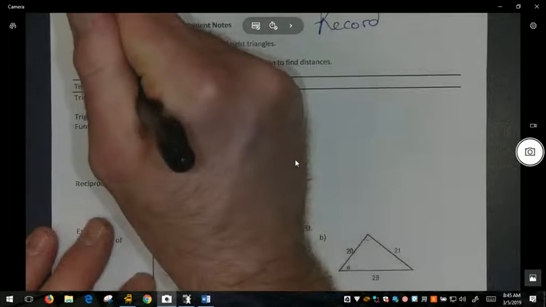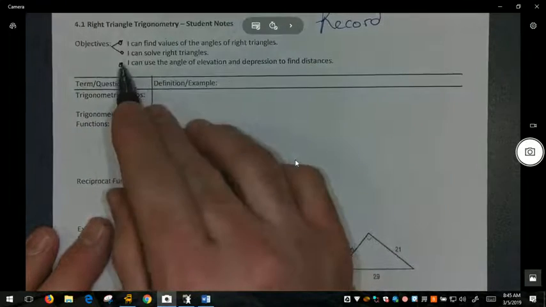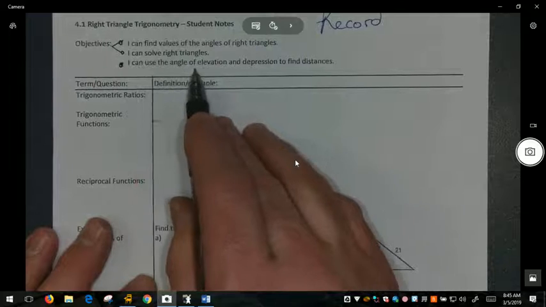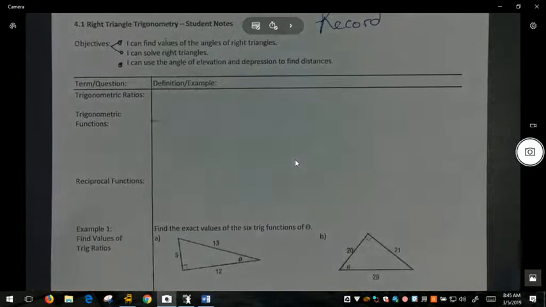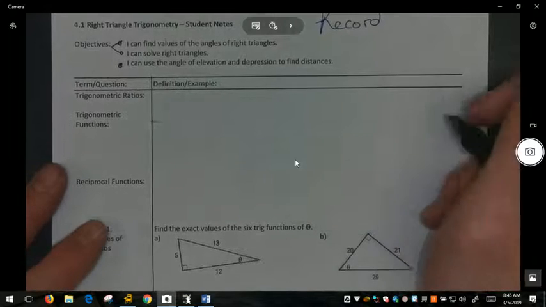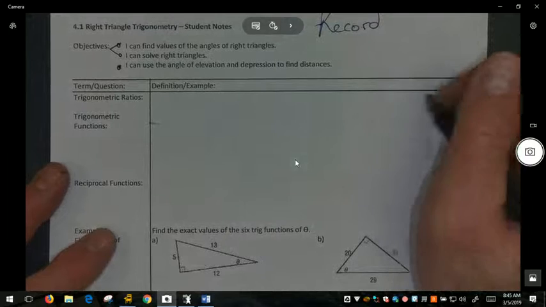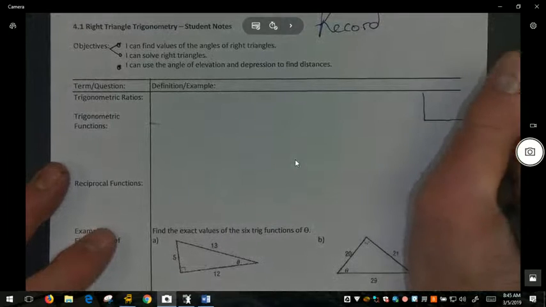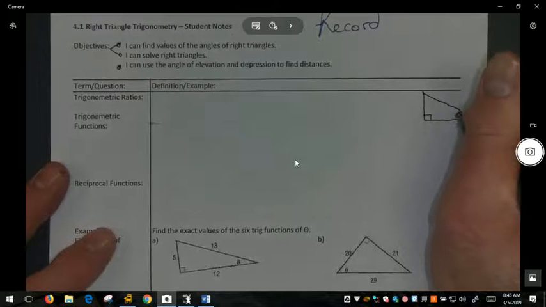And in the next clip, which could either be today for you or tomorrow, depending on what I put in Skyward, I can use the angle of elevation and depression to find the distances. There are 6 trigonometric ratios. You know of 3 from when you were in geometry. When we talk about trigonometric ratios, we're talking about the ratios with respect to an angle.